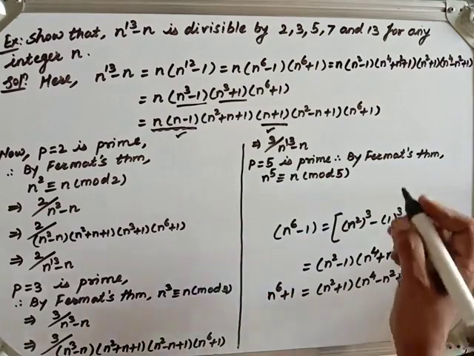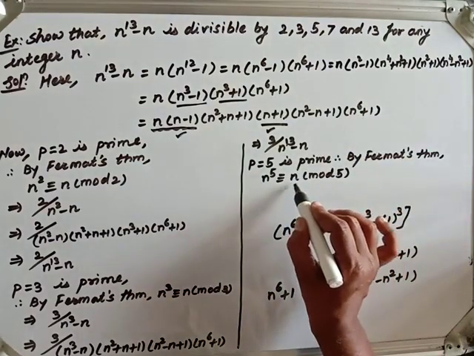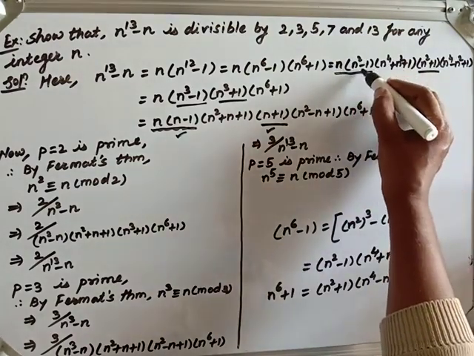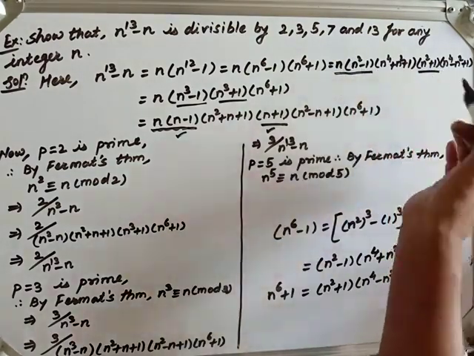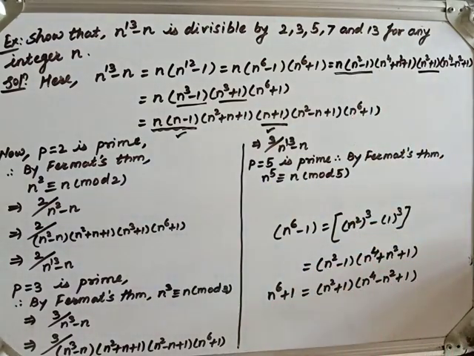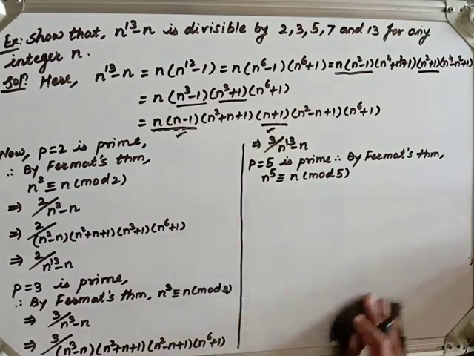Fine. Now look at here, for n raised to 5 minus n, this one, look at it carefully. This is n square minus 1, n square plus 1. So that is n raised to 4 minus 1 into n. So n raised to 5 minus n is that. Fine. So what we get?